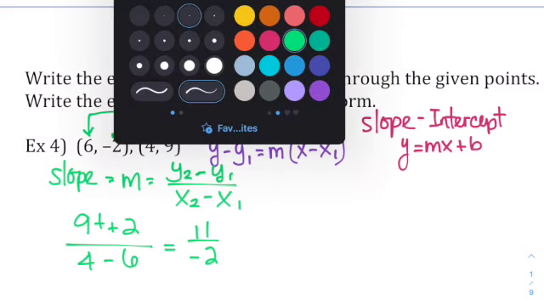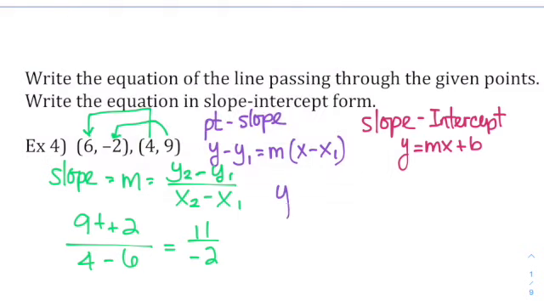y minus y1. Well, y1 is going to be 9, equals m. Oh, I'm sorry, the slope is not 4. It equals negative 11 over 2 times x minus 4. That's your point-slope form.